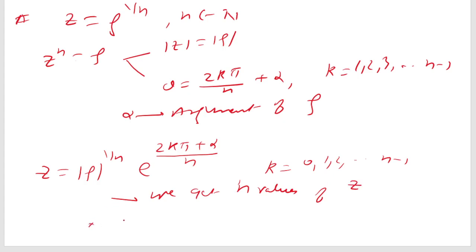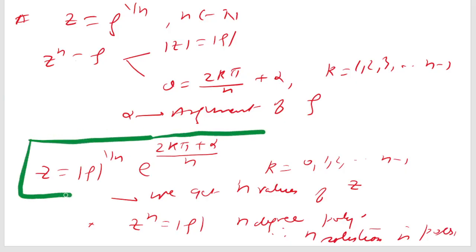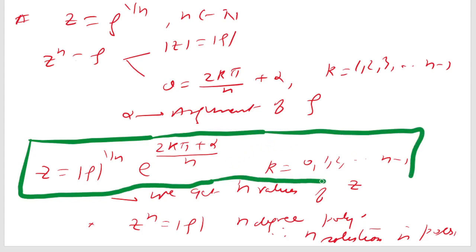And why it is happening, we can also see, since we are solving z to the power n is equal to rho, it's an n degree polynomial, and therefore n solutions exist. Essentially, this is a very important formula for the nth root of any complex number. We will substitute these values, and we will take k values from 0 to n minus 1.